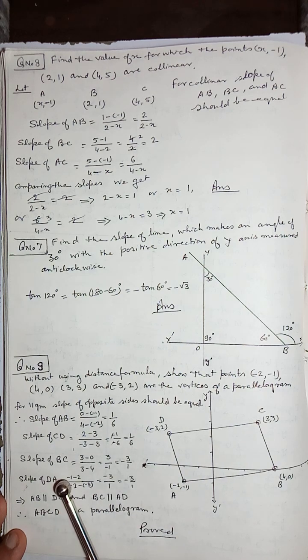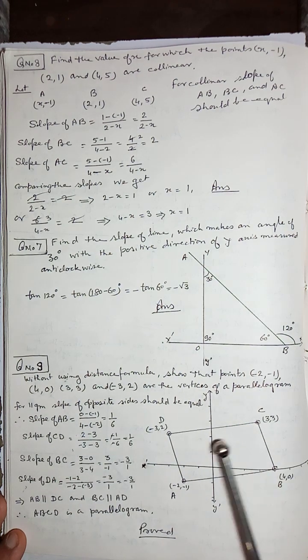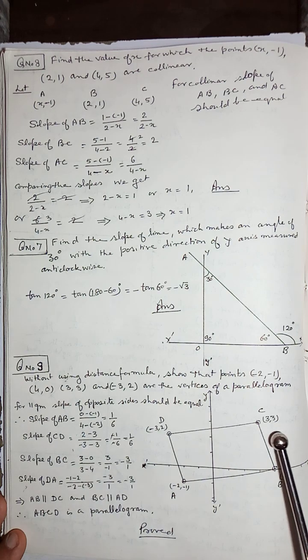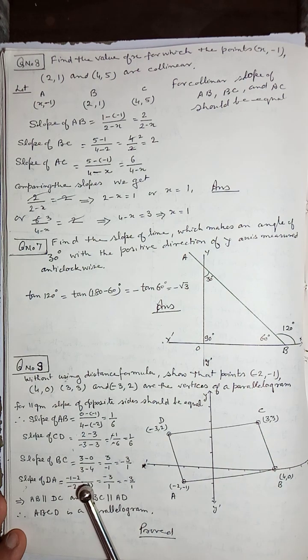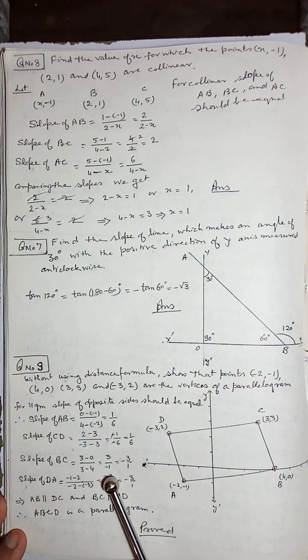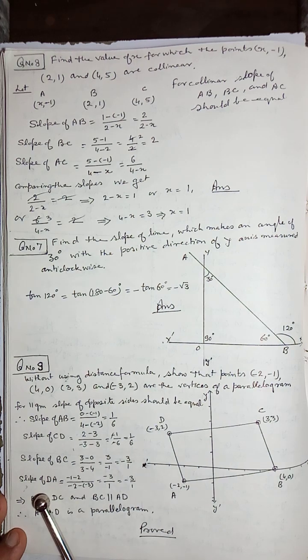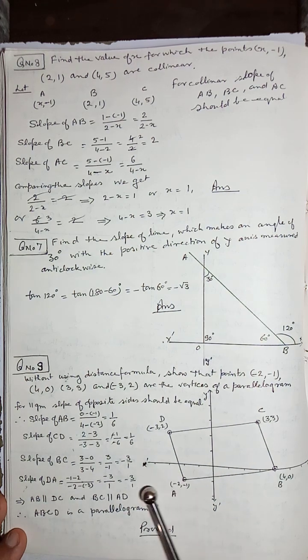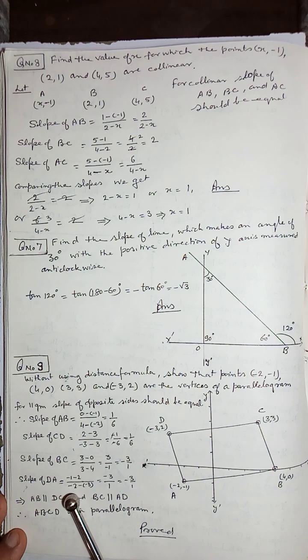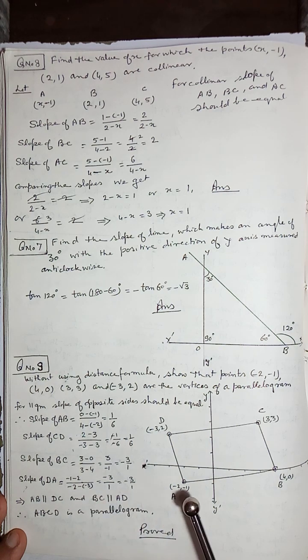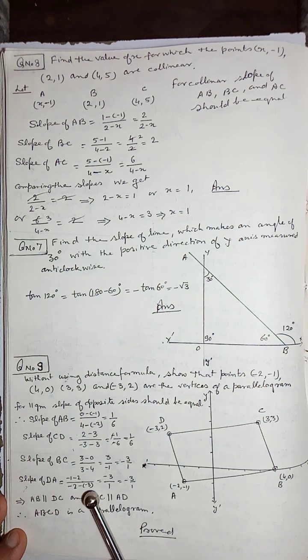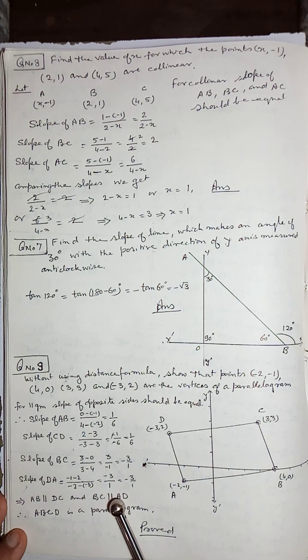Slope of BC. Slope of BC, see, 3 minus 0 and 3 minus 4, that will be 3 minus 1, and it will be equal to minus 3 upon 1. Now slope of DA. The slope of DA will be, see, 1 minus 1 minus 2, upon minus 2 into minus 3. So it will be equal to minus 3 upon 1. So minus 3 here again.